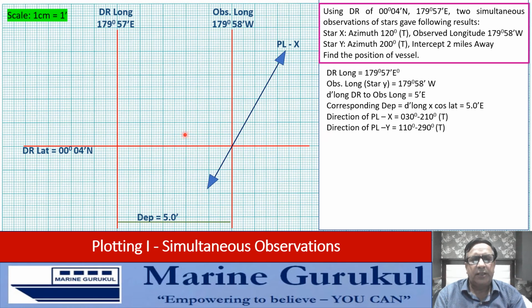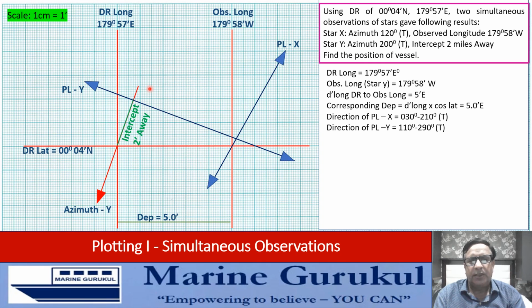For PL of Y, we identify the ITP first. So we draw the azimuth of Y through the DR. Here is the azimuth in the direction of 200 degrees true. Now in this case the intercept is 2 miles away, so we mark off 2 miles in the opposite direction, represented by this green line out here. So this is the ITP in the away scenario. Through this, perpendicular to azimuth, we draw the PL, and this is the PL for Y. Where the two intersect, this point is the fix of the vessel.